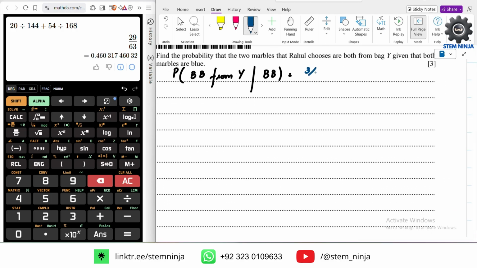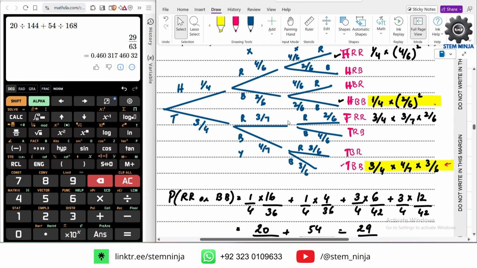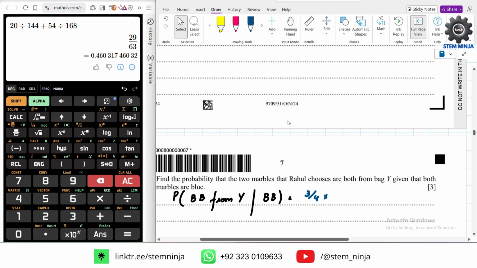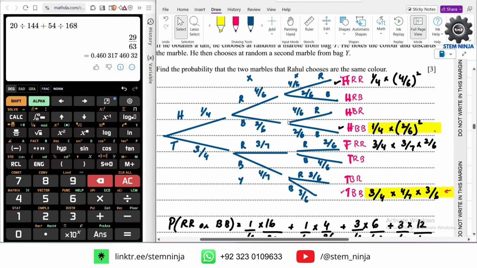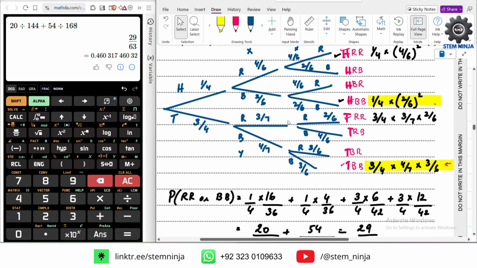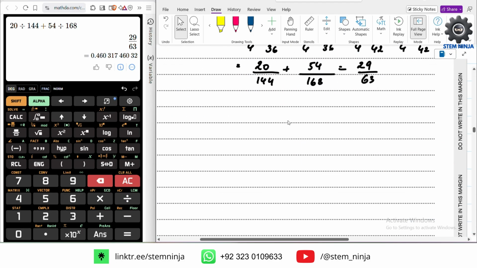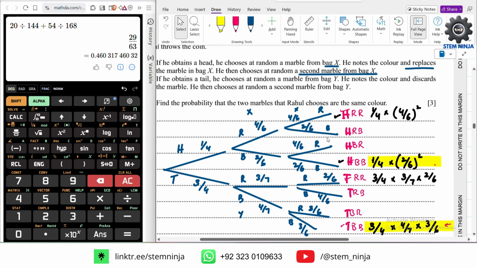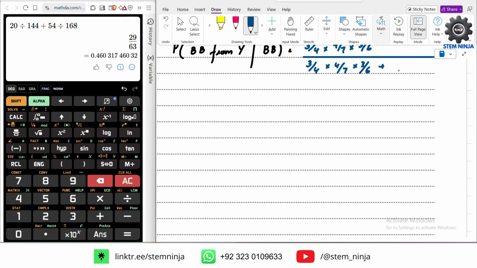So 3/4 times 4 over 7 times 3 over 6, divided by the same thing, plus the first one, 1/4 times 2 by 6 whole square.